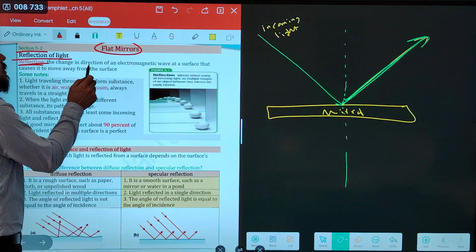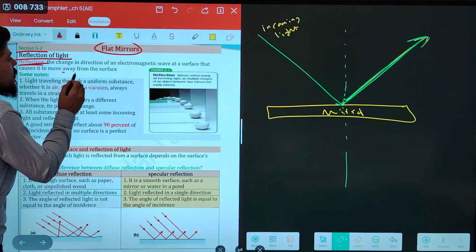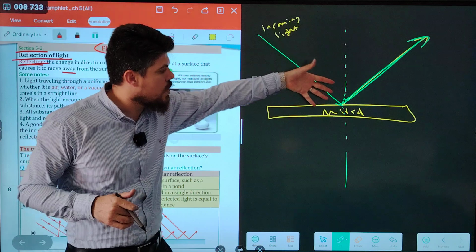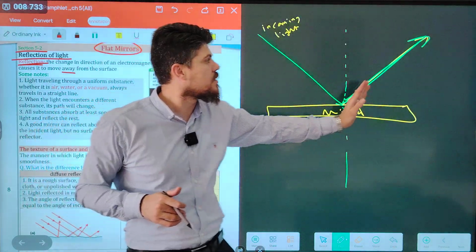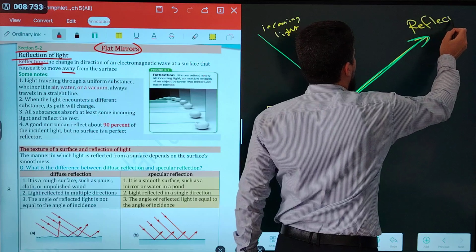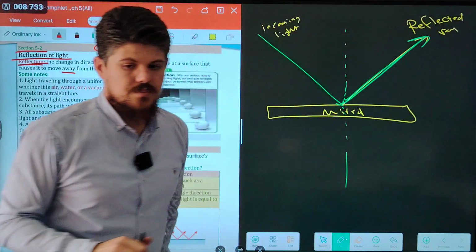Reflection is the change in direction of an electromagnetic wave at a surface that causes it to move away from the surface. For the incoming light, the light moves toward the surface, such as a mirror. But for the reflected ray, this is the reflected ray. Okay?